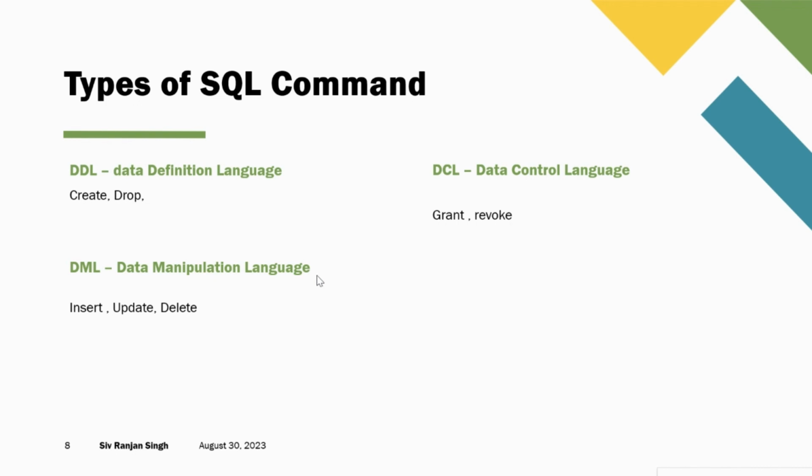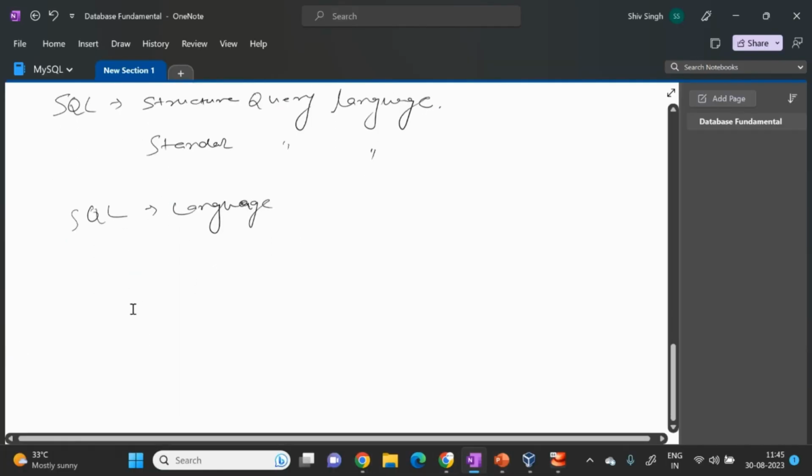SQL's commands are divided into subcategories. Subcategory means what? What are those subcategories? One is DDL, DML, and DCL. Let's talk about these subcategories.